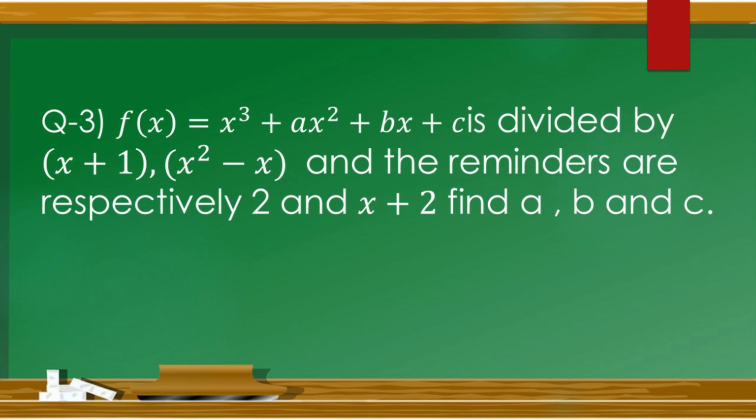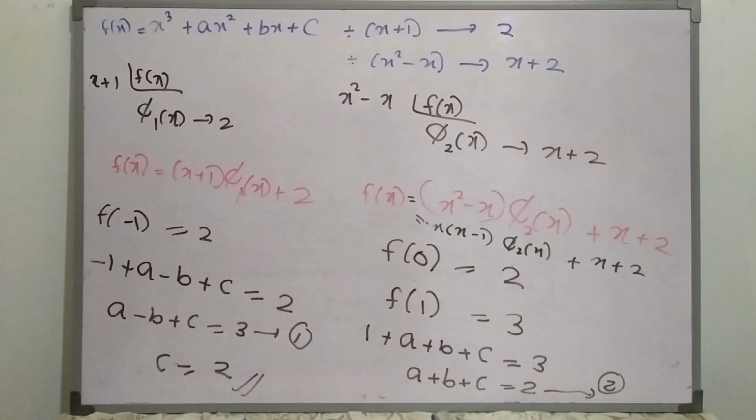Three unknown terms. In the previous example, we had two unknown terms to determine, right? So we had two different simultaneous equations and we found a and b. So now the situation has changed. We have a, b, c, three unknown terms and three simultaneous equations to be determined.